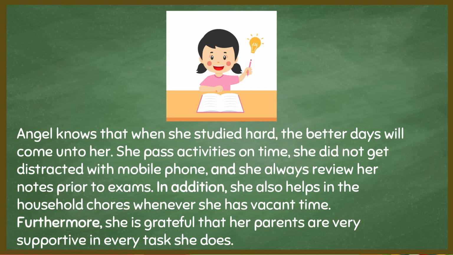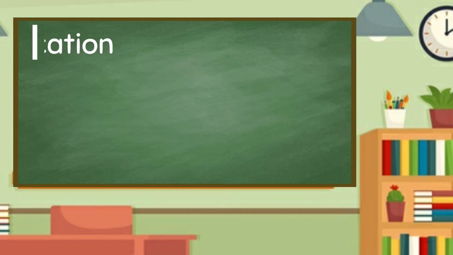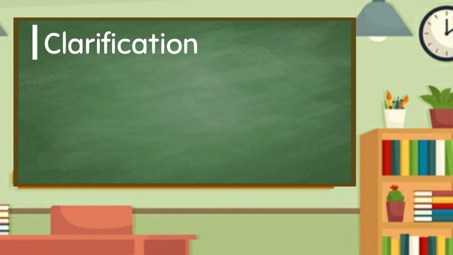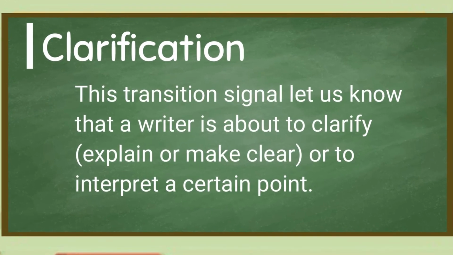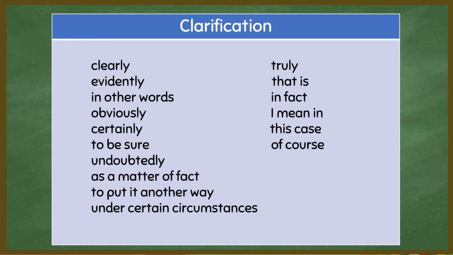The transition signals used for additive or addition are and, in addition, and furthermore. Another type of transition signal that we have is called clarification. This transition signal let us know that a writer is about to clarify or to interpret a certain point. Here are the transition signals for clarification.